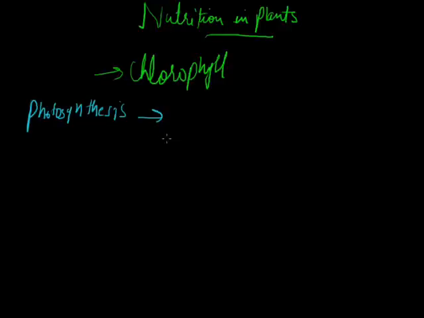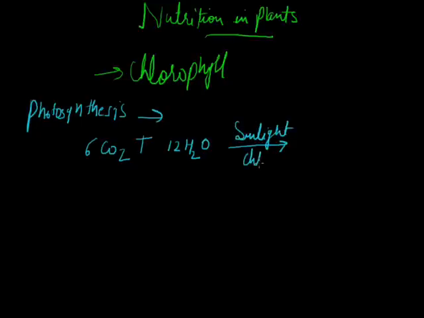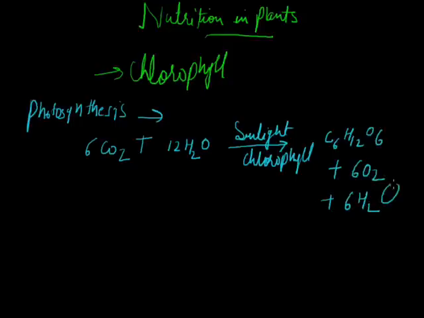If I write an equation of photosynthesis, it is like this. 6 molecules of carbon dioxide combine with 12 molecules of water in the presence of sunlight and chlorophyll, and organic molecules are produced. C6H12O6, which is glucose, plus 6 molecules of oxygen are released and 6 molecules of water are formed.